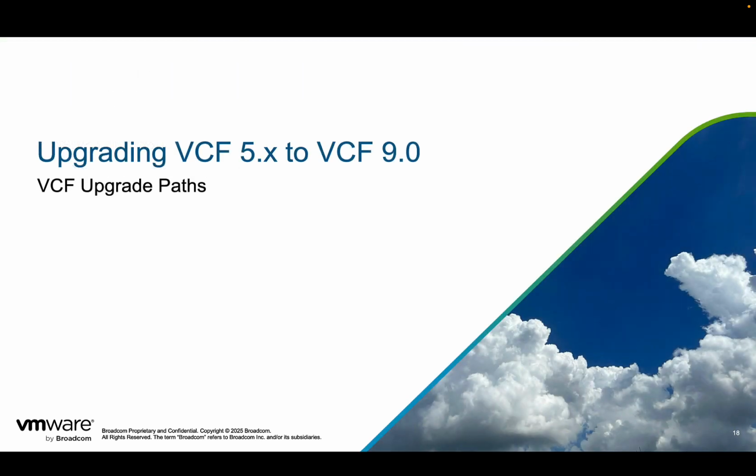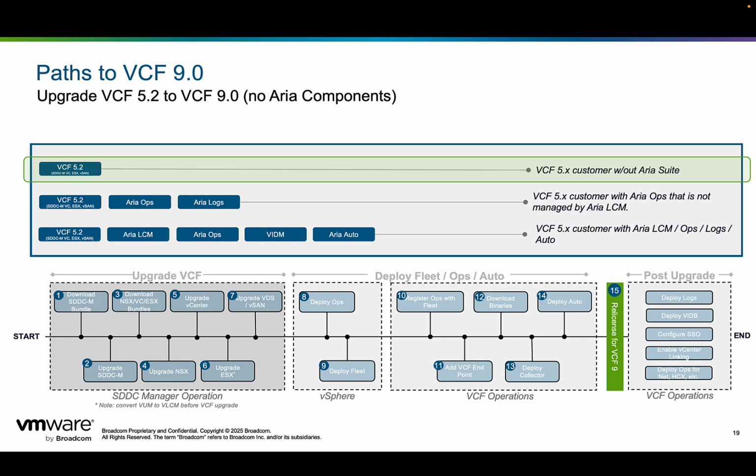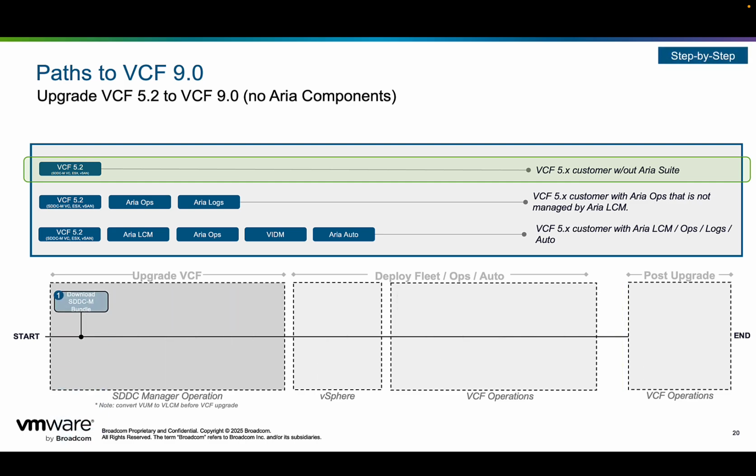In this example, I will show how to upgrade a VCF 5.x environment that is not running the Aria Suite to VCF 9.0. So here, the significance of this example is that we are not running any of the Aria Suite components. As such, when we do the upgrade, we begin at the SDDC Manager by first downloading the VCF 9.0 update for the SDDC Manager. Once that bundle is downloaded, we then perform an update of the SDDC Manager to upgrade it to VCF 9.0.